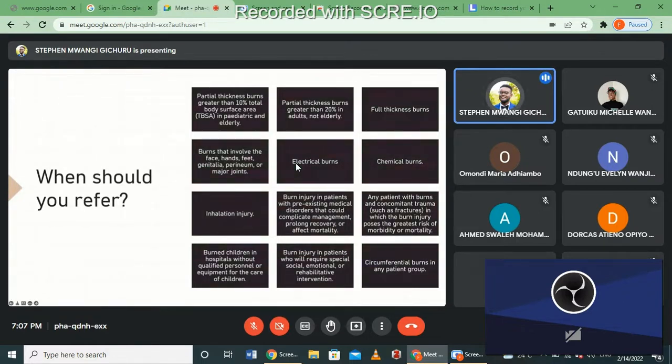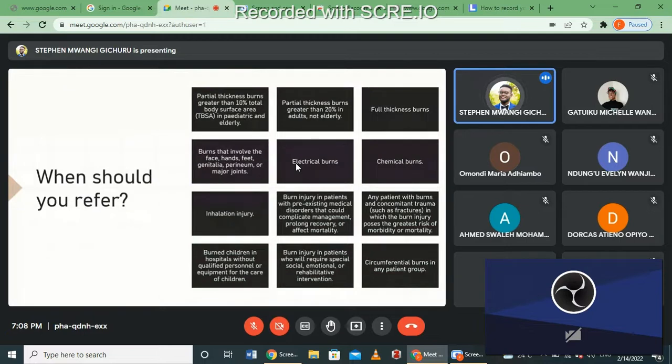If they have any other type of injury, which is very common especially with electrical burns, fractures, head injuries, please refer. Circumferential burns, these are burns that are going around a body part. So if they are going around, for example, the forearm, not just one side but from the volar surface to the other side, the extensor surface. Or if it's going around the stomach, that one you have to refer.